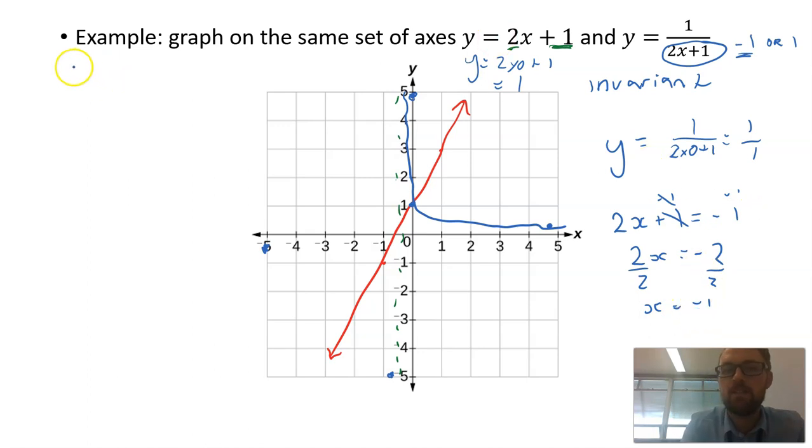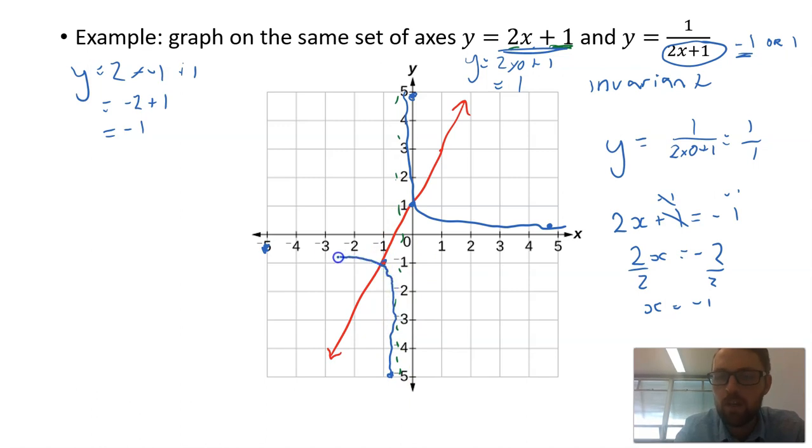If I put it back in this side, so y equals 2 times -1 plus 1, I get 2 times -1 is -2 plus 1, which equals -1. So those are the same again. So at the point -1, just here, they're going to be invariant as well. So it has to go through here and they have to both touch there. So those two graphs intercept at x equals -1, because we worked it out, and x equals 0.